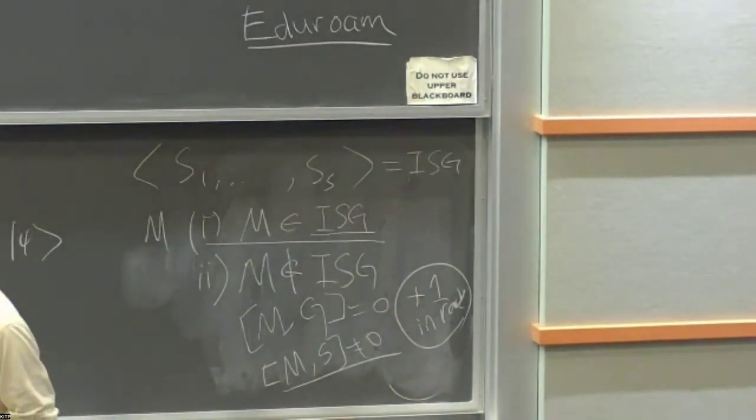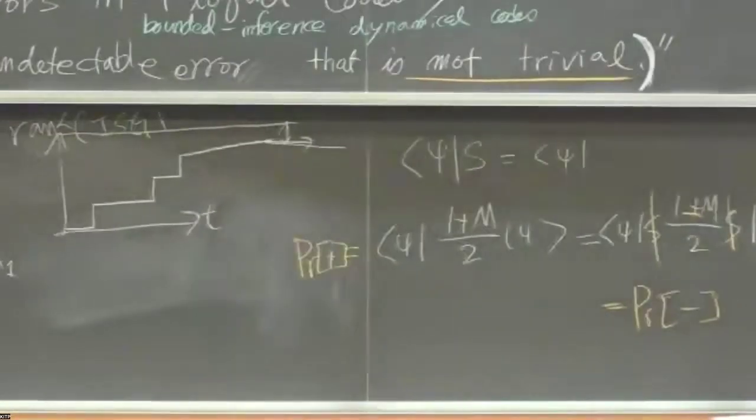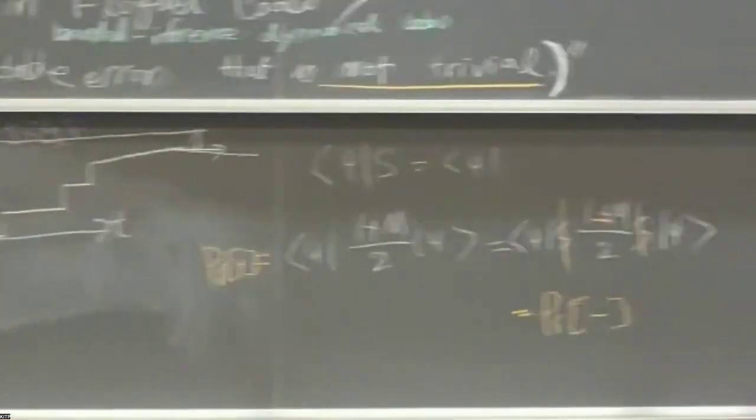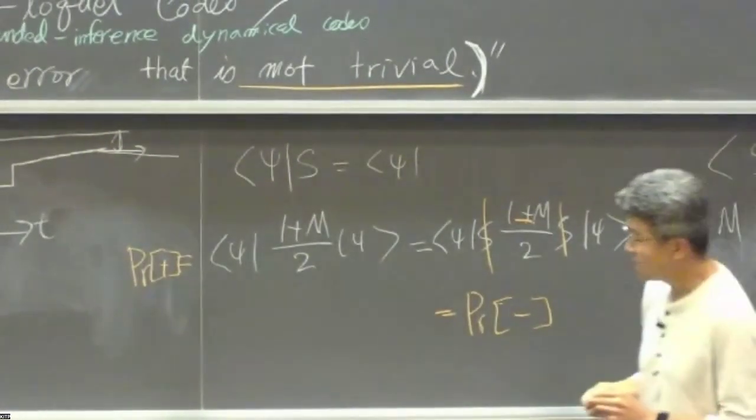Now, we want to say, what does it mean? What does it mean to be non-trivial in this case? Okay, well, to understand what's non-trivial, I want to understand what's trivial. And to that purpose, I want to look at the action of errors.